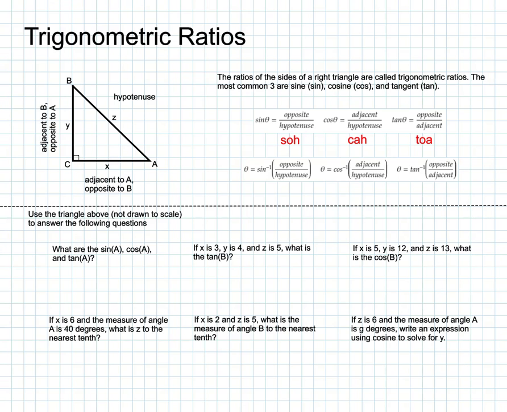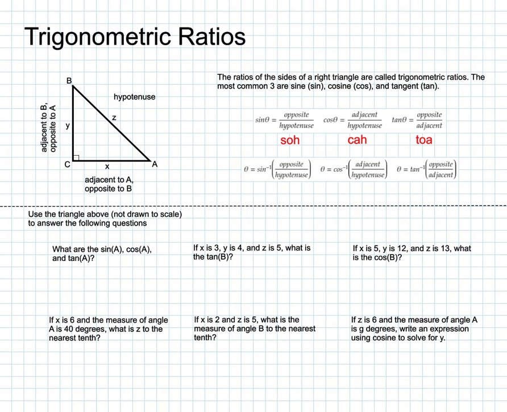So the hypotenuse for a right triangle is always the side that is opposite the right angle. So the right angle is at angle C. So the hypotenuse then is Z. We also refer to sides as being opposite or adjacent to different angles. So if we are looking at angle A, we can say that opposite to A is side Y, and adjacent to A is side X. Likewise, for angle B, we can say that side X is opposite to B, and side Y is adjacent to B.